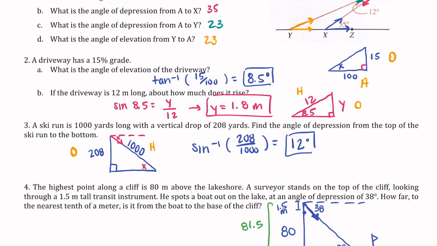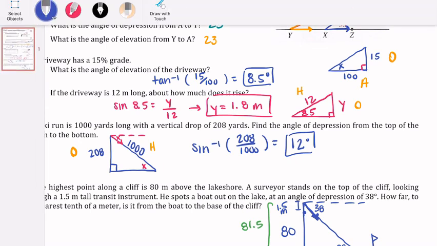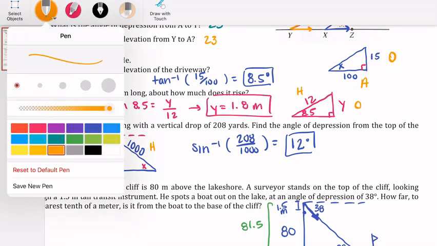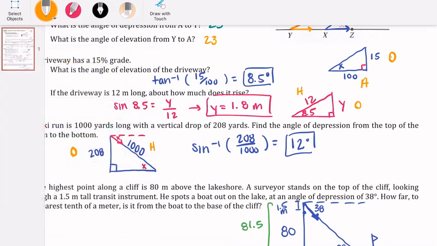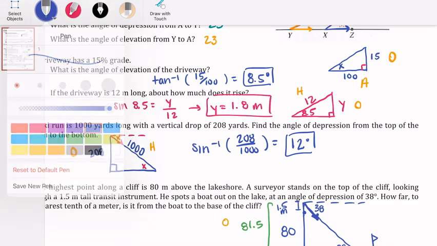And that just kind of gives you some different ways to set up your diagram depending on how you want to do this. So it says, how far to the nearest tenth of the meter is it from the boat to the base of the cliff? So that is a horizontal measurement. So I now can figure out my opposite, my adjacent, and my hypotenuse. So from my 38-degree angle, my opposite is 81.5. My adjacent is x. So O and A means I'm going to use the tangent ratio.